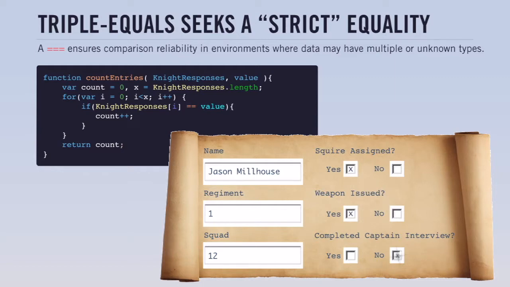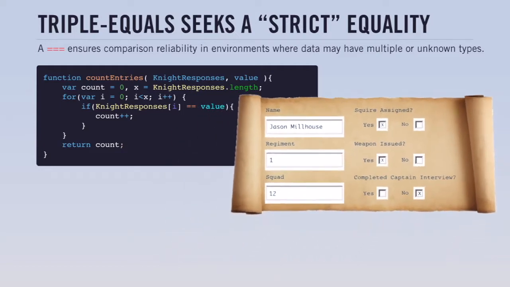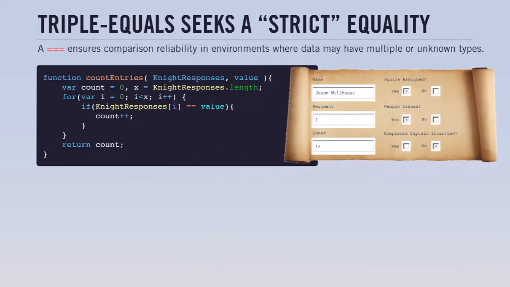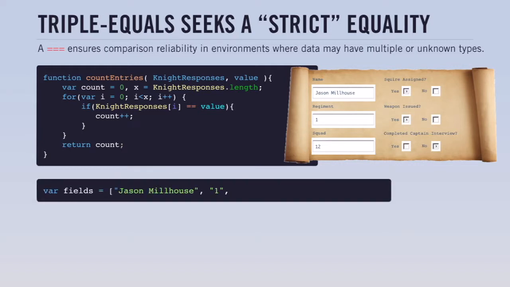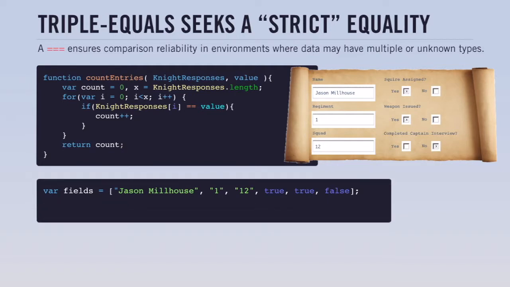However, I have not completed my captain's interview yet. So as these fields get submitted through the behavior of the website, we're going to get an array compiled that has all of my responses in it. We got Jason Millhouse as the name, 1 as my regiment, 12 as my squad, and true, true, false for the yes, no answers.